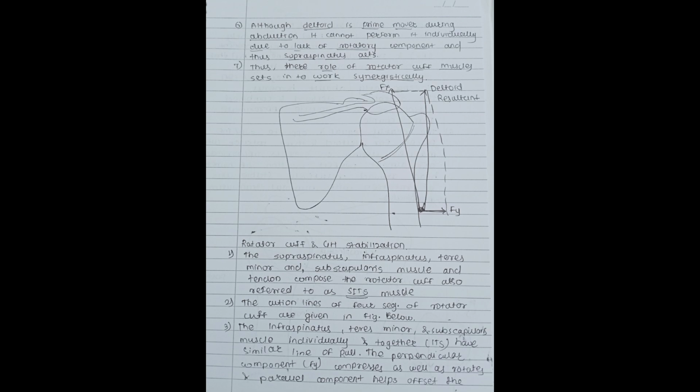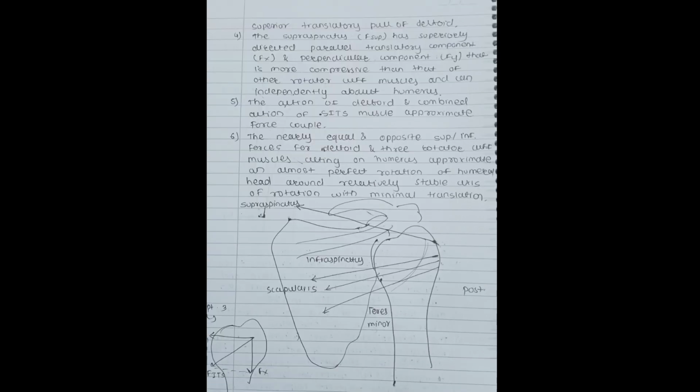Now the rotator cuff and GH stabilization. In the rotator cuff, the muscles are supraspinatus, infraspinatus, teres minor and subscapularis. These are combinedly called the SITS muscles. The infraspinatus, teres minor and subscapularis muscles individually and together have a similar line of pull. The perpendicular component Fy compresses as well as rotates, and the parallel component helps. The supraspinatus has a superiorly directed parallel translatory component Fx and a perpendicular component Fy that is more compressive than that of the other rotator cuff muscles.